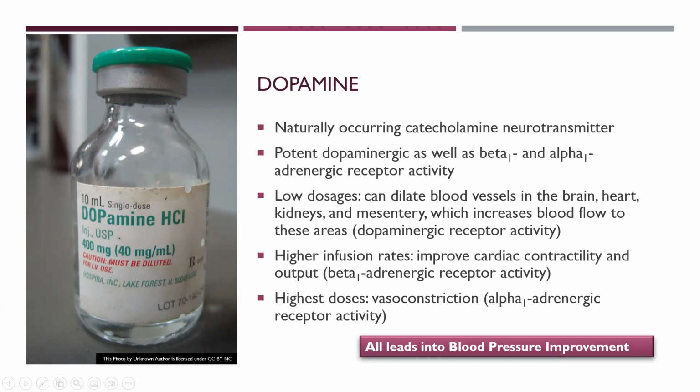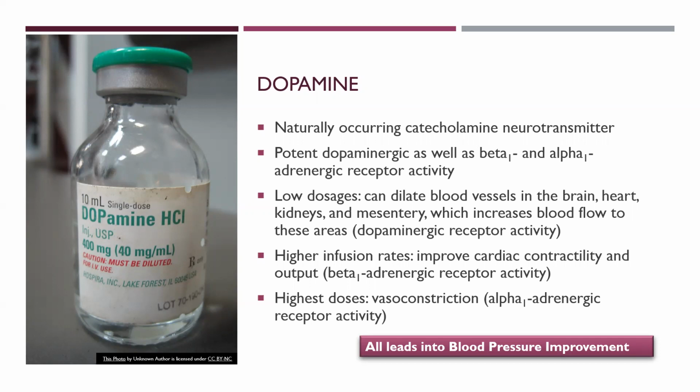So low doses can dilate blood vessels in the brain, heart, kidneys, and gut, which increases blood flow to those areas. So that's where we have that dopaminergic receptor activity. Higher infusion rates improve cardiac contractility and output. So that's the beta 1. And the highest doses are usually your vasoconstriction, which is going to have that blood pressure improvement.